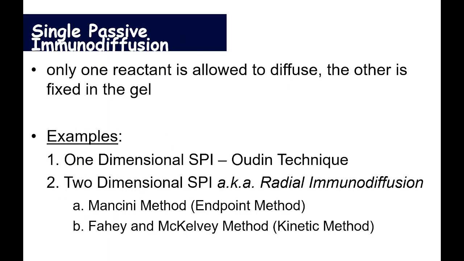Next is the single passive immunodiffusion. In single passive immunodiffusion, only one reactant is allowed to diffuse while the other is fixed in the gel. So if we are looking for the patient antigen, there must be the presence of specific antibodies which are already bound on the gel medium. For example, we have one-dimensional single passive immunodiffusion such as the Oudin technique, and then we have two-dimensional single passive immunodiffusion such as radial immunodiffusion. Under radial immunodiffusion, we have the endpoint method or the Mancini method and the kinetic method or the Fahey and McKelvey method.